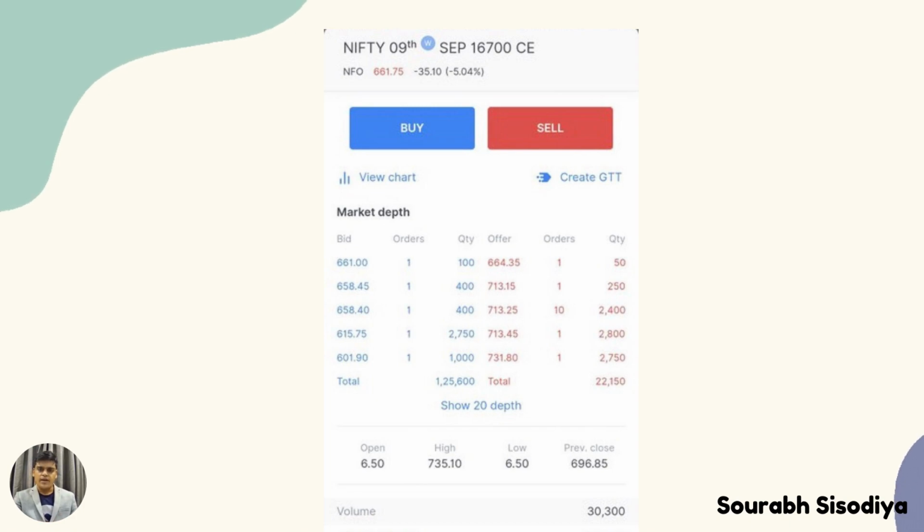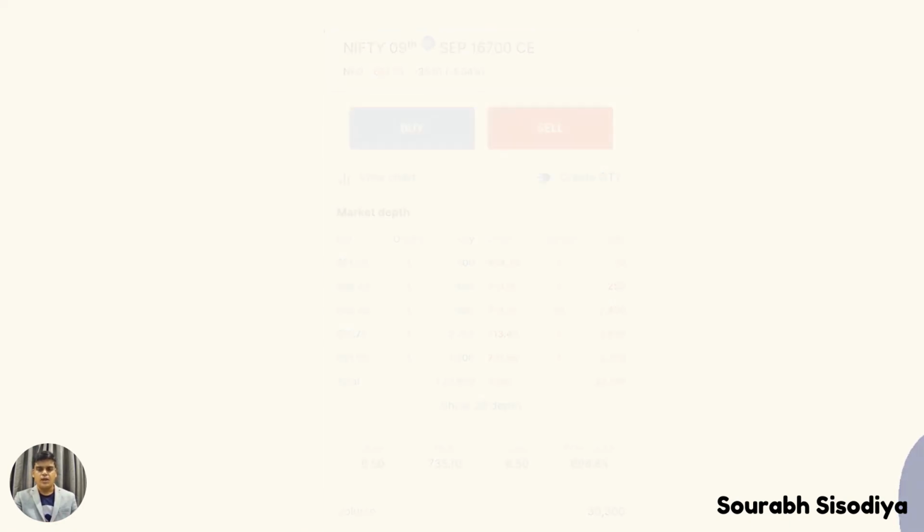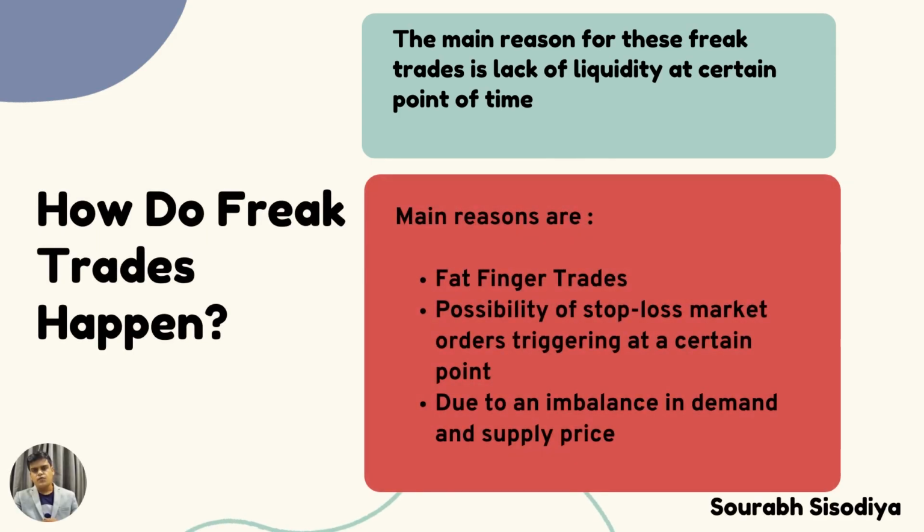So why is this happening? Why is such abnormal price execution happening? The reason for that is mainly liquidity. These free trades happen because there is no liquidity at a certain point of time. See, in any exchange, the orders get matched, but if there are not the same number of buy orders as sell orders, the price can get executed at any price. The main reasons for these free trades are generally fat finger errors, or a lot of stop loss market orders getting triggered, or, as I said, an imbalance in supply and demand.